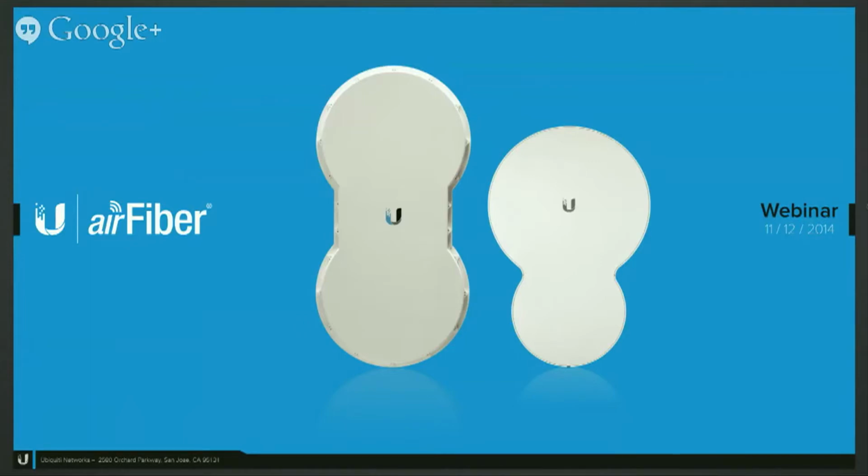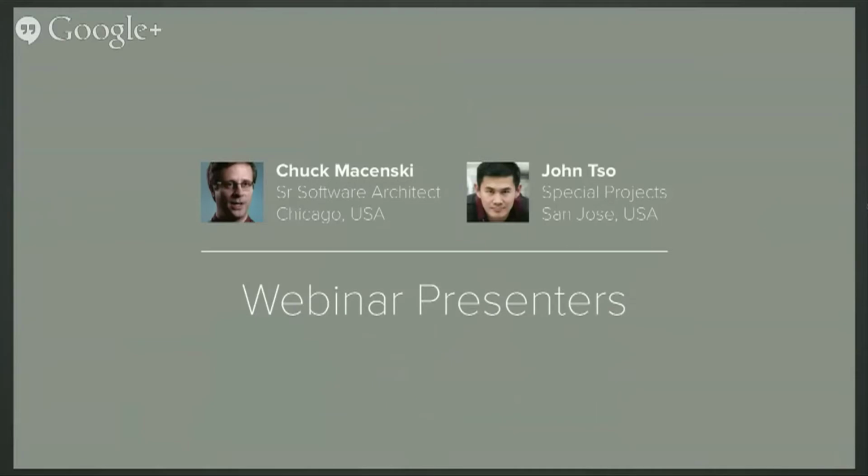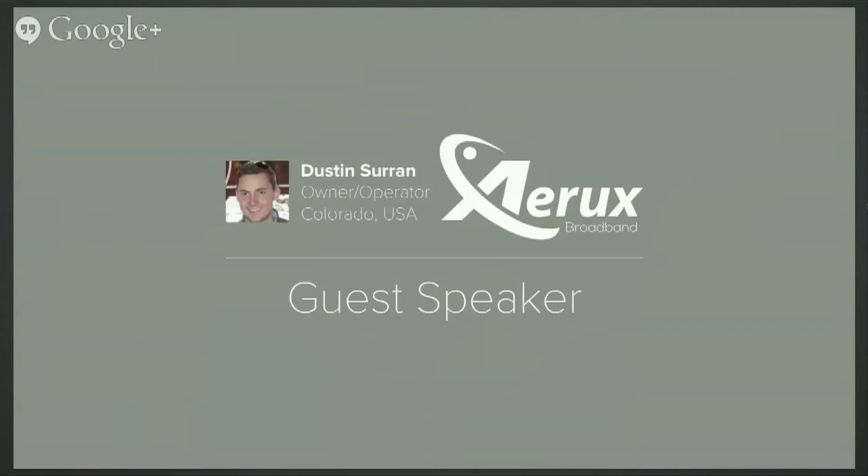Before we begin, I'd like to introduce our speakers for today. First up, we have Chuck Masinski. He's a senior software architect of our AirFiber team, and he's based in Chicago. And I'm John So. Some of you may know me as JT, and I help out with special projects, and I'm based at headquarters in San Jose. Today, we also have a guest speaker. His name is Dustin Saran of Eric's Broadband, and he's the owner and operator, and he's based out in Colorado. And he's here to share some of his deployments with you today.